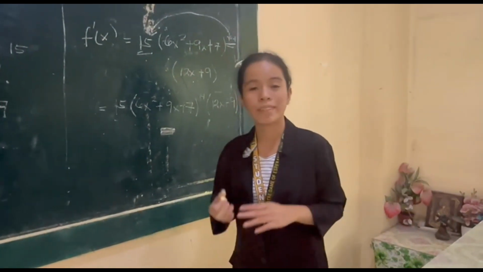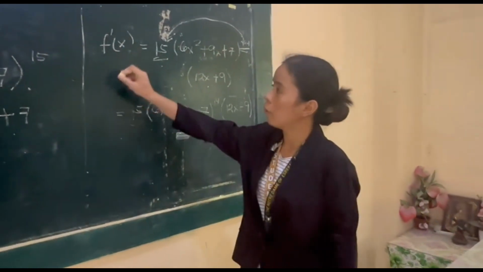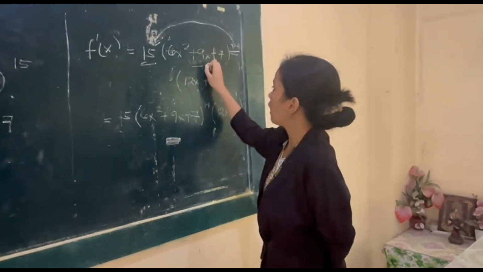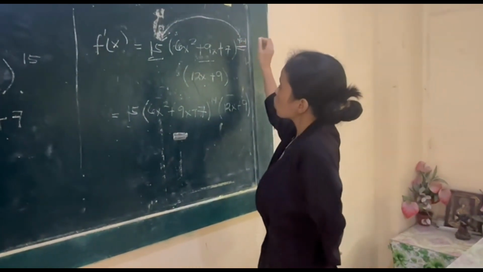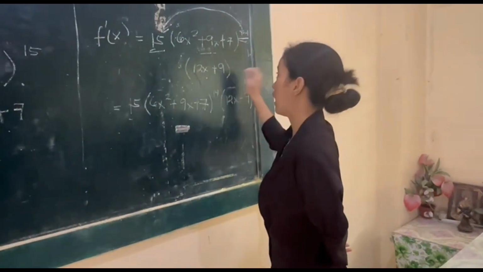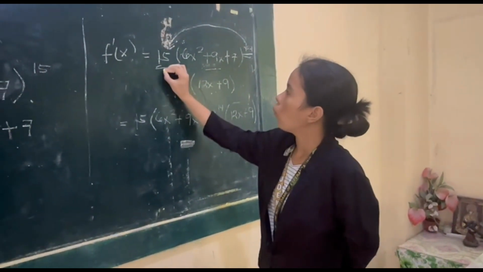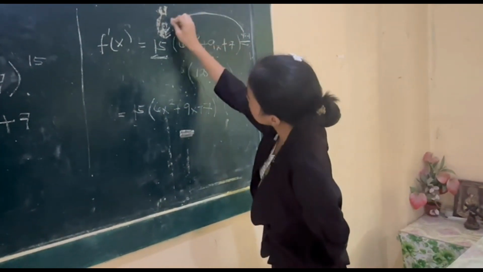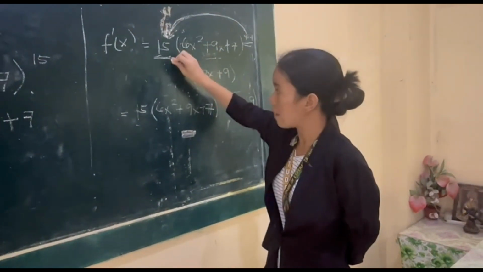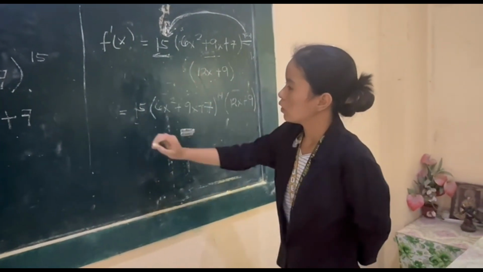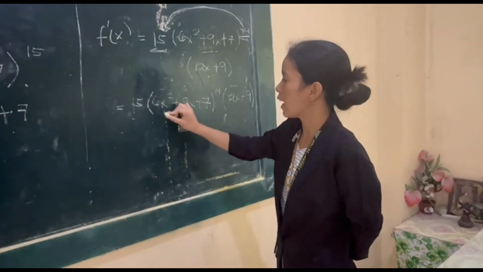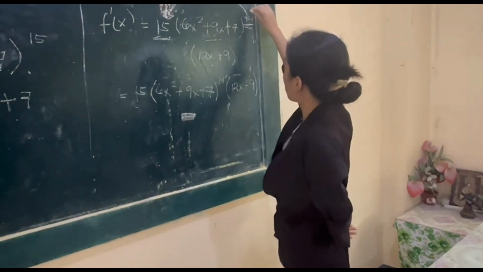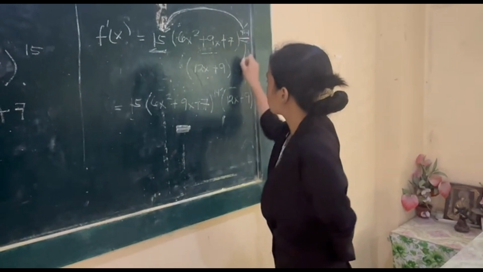After getting the u prime, let us substitute it in our formula. So it will become f prime of x is equal to 15, 6x squared plus 9x plus 7 raised to the power of 15 minus 1, times 12x plus 9. So if you're wondering why we have 15 here, it's because this is our n. So after that, it will become 15, 6x squared plus 9x plus 7 raised to the power of 14 because we subtract 15 minus 1 and it is 14.